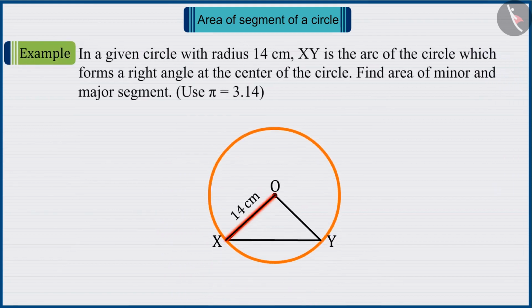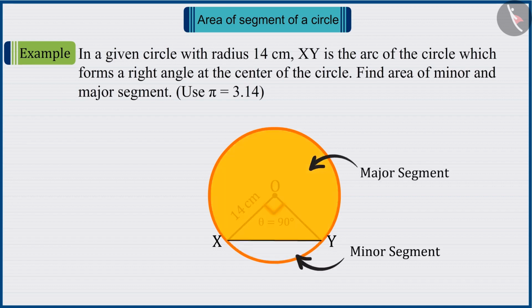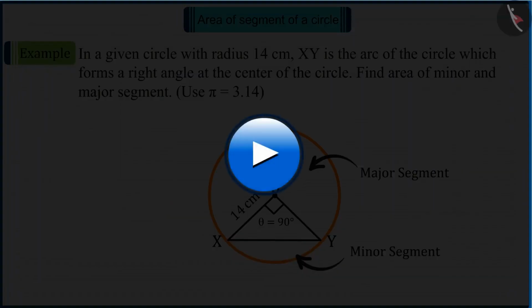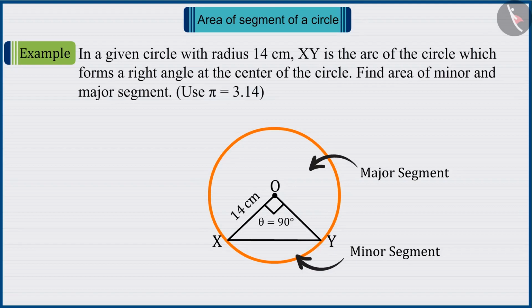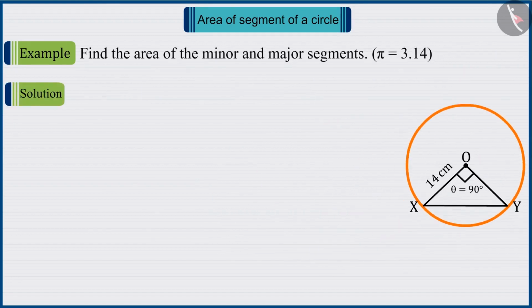In a given circle of radius 14 centimeters, XY is an arc of the circle, which forms a right angle at the center of the circle. So can you find the area of minor and major segment? Here, use the value of pi 3.14. Pause the video to solve the question and then match your answer. Come, let's see.